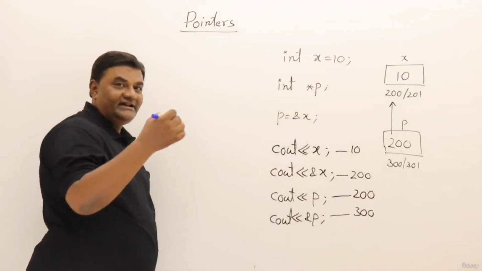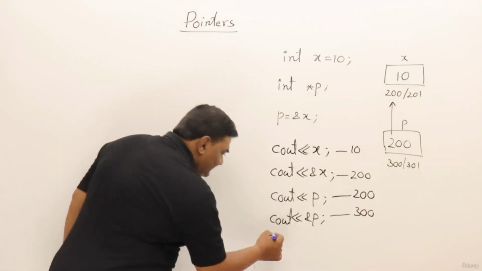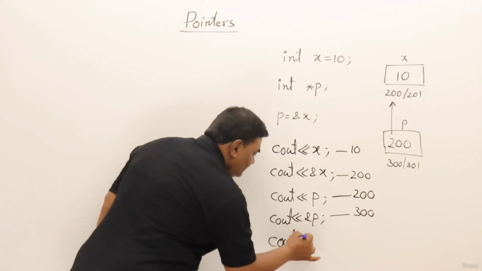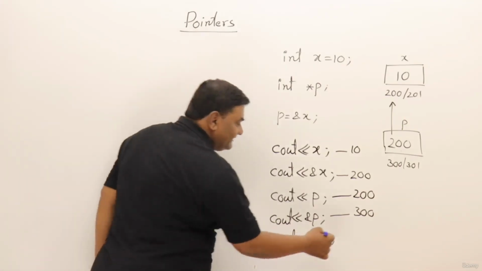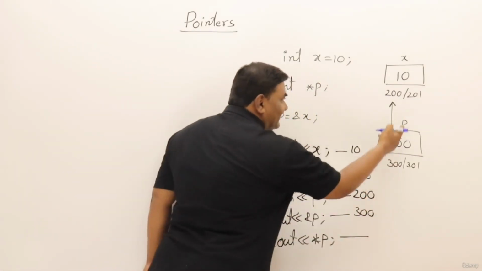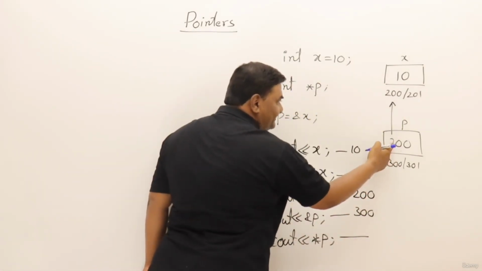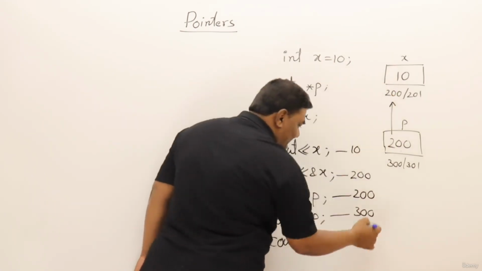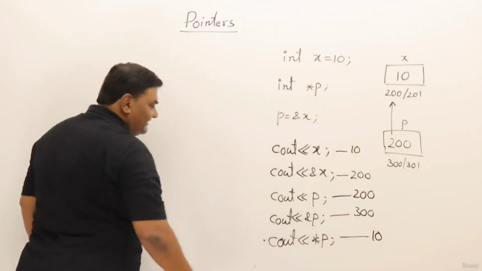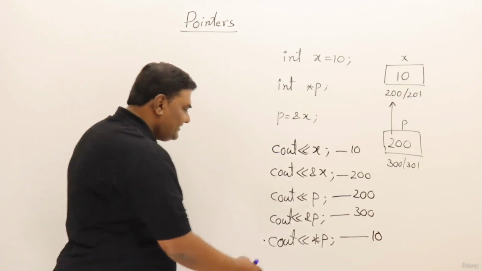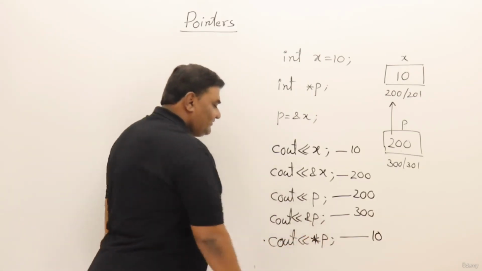Now the final and the important one, that is cout star p. What happens? This will display the data where p is pointing. So p is pointing at 200, and at that place 10 is there. So 10. This is called dereferencing, or accessing the data where p is pointing. So this is asterisk or star.